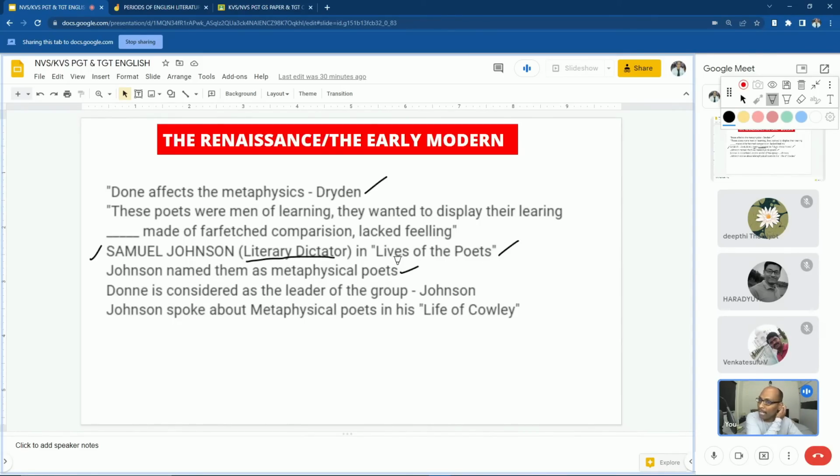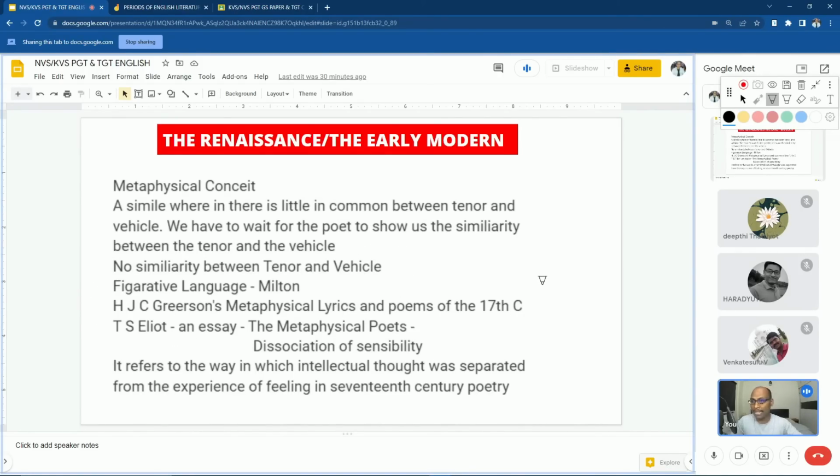Who coined them as metaphysical poets? It is Johnson. Then Donne is considered the leader of the group by Johnson. Johnson said that Donne is the head, the leader of the metaphysical group of poets. And Johnson spoke about metaphysical poets in his Life of Cowley. These are a few important stock sentences from the examination point of view.